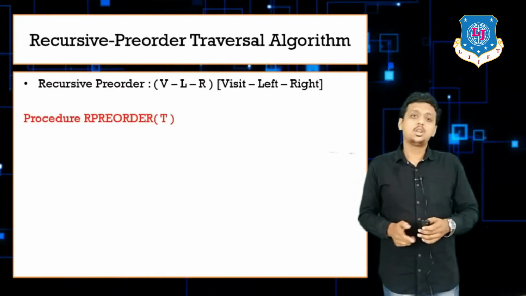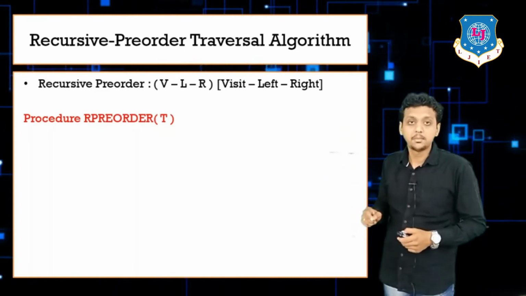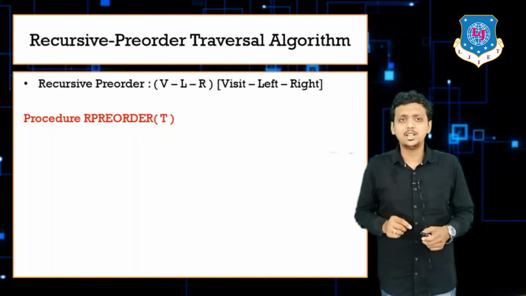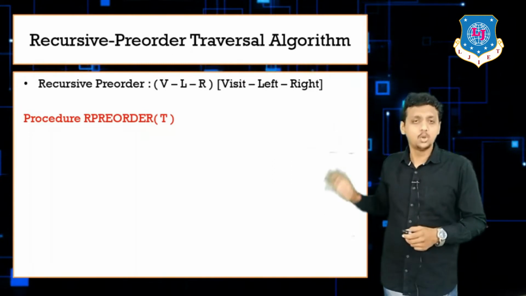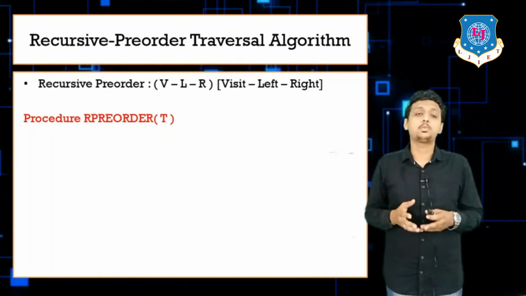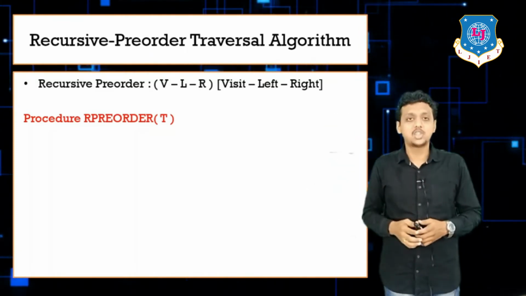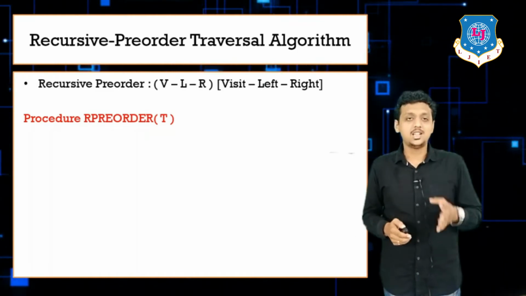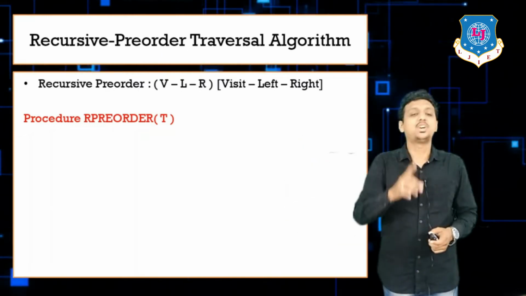So here the algorithm name is procedure R preorder of T. The question coming to your mind is, sir, why do we need only one argument? Because we just need to access the first position of the root node. The root node starts from T because T is a pointer which is pointing to the root node. That's why only one argument is needed, that is T. And students, this is a recursion, we are not going to return anything. That's why such algorithms are procedures, not functions.